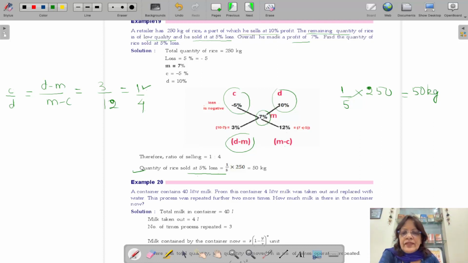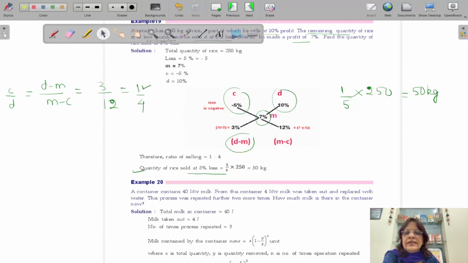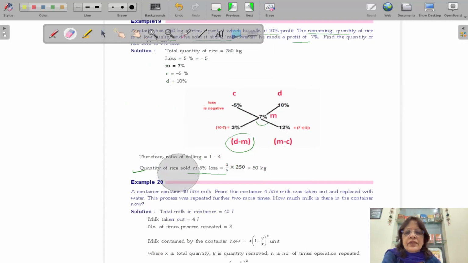Got it? Now the second question is based on the second formula that we just saw. That is a solved example. We are just seeing the solved example first, then we come to the exercise. So look at the second question. It says a container contains 40 liters of milk. The total milk in the container is 40 liters. From this container, 4 liters of milk was taken out and replaced with water. The process was repeated further 2 times. Just notice the word, please, important: further 2 more times. How much milk is there in the container now? So I hope it is clear. The container initially has 40 liters of milk, fully concentrated.